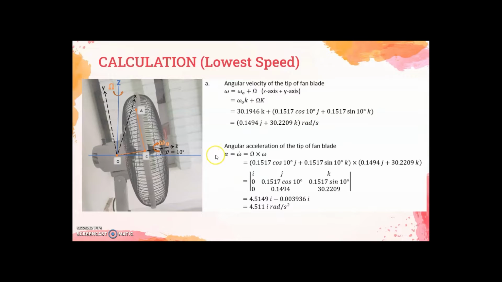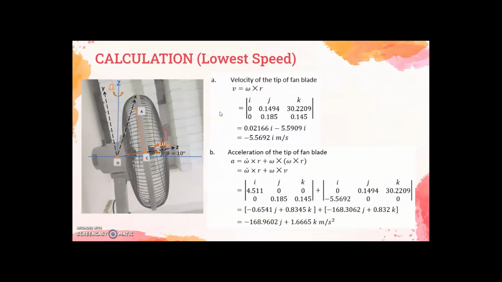Next, we will calculate the angular acceleration of the tip of the fan blade. Angular acceleration, also known as the derivative of angular velocity, is equal to capital omega cross product with the omega that we found before. So the final answer will be equal to 4.511 i radian per second squared.